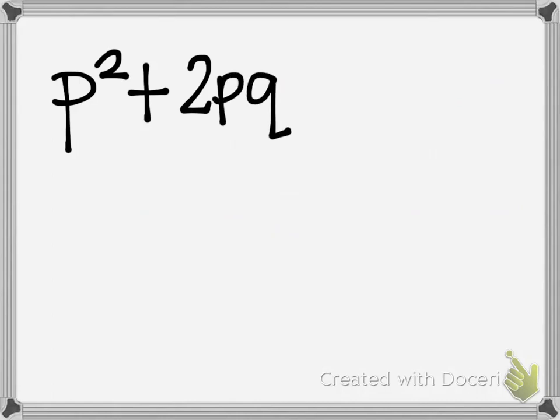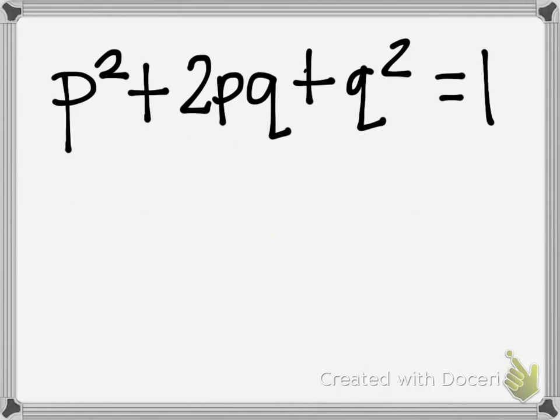Okay, the other formula that you want to know is p squared plus 2pq plus q squared equals 1. Okay, what is p squared? And you want to know what these formulas mean. You don't even want to have to look at your formula sheet. I'm telling you, it's going to be on there. Get it down pat. What is p squared?